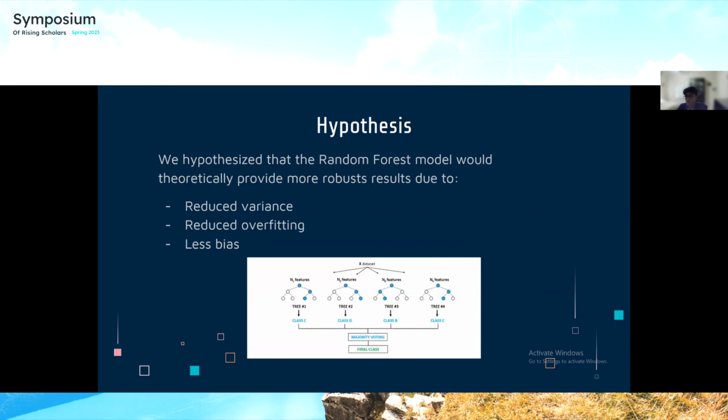Now we'll look at the hypothesis of our study. At first, we hypothesized that the random forest model would theoretically provide more robust results because it has reduced variance, reduced overfitting, and less bias. Reduced variance refers to the idea that through multiple trials, the random forest model will not have significantly different results. Reduced overfitting is a term that we will look at later more in depth, and less bias simply refers to a model having a higher probability of preferring a certain class or feature over a different one.